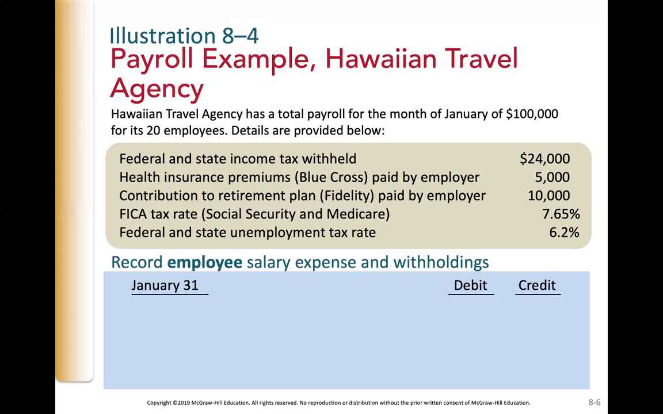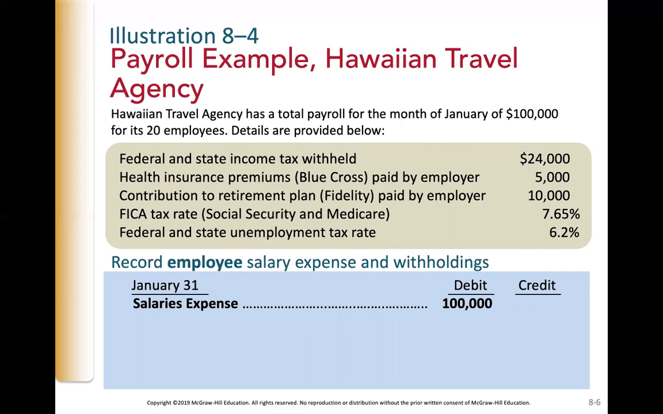First journal entry is to record the employee salary expense and withholdings. So when recording the employee salary expense and withholdings, we want to record the gross salary for the month, the total amount that the employees were paid, any withholdings from the employees' paychecks, and then the amount the employees are going to be paid. So gross pay is salaries expense. They had total payroll of $100,000. So gross pay is our salaries expense of $100,000.